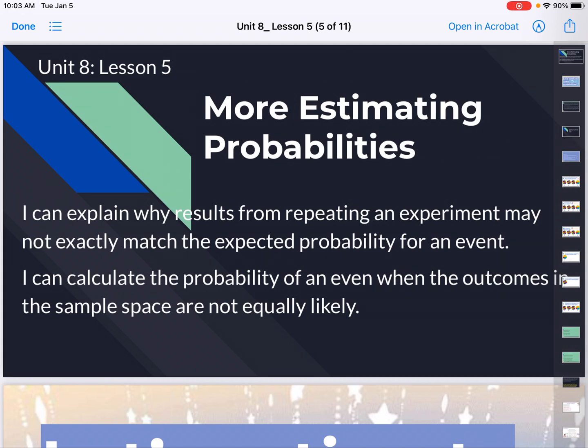Unit 8, Lesson 5, More Estimating with Probabilities. I can explain why the results from repeating an experiment may not exactly match the expected probability for an event, and I can calculate the probability of an event even when the outcomes in the sample space are not equally likely. So I've got a typo there, but I can fix it.